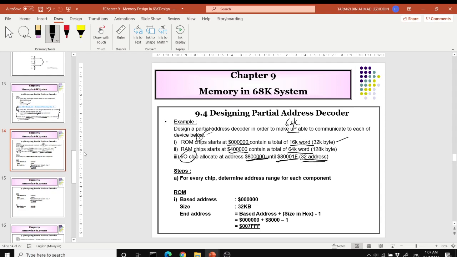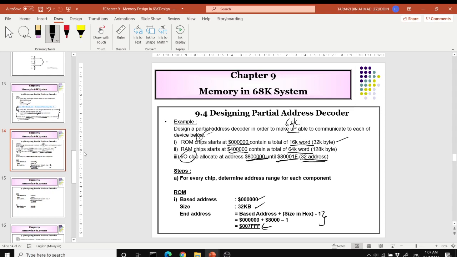So how are we going to do that? The steps are fairly the same. First, you have to identify the base address and end address. For your ROM chip, the base address is 0000, the size is 32 kilobytes. Again, using your calculator, you can determine the end address.